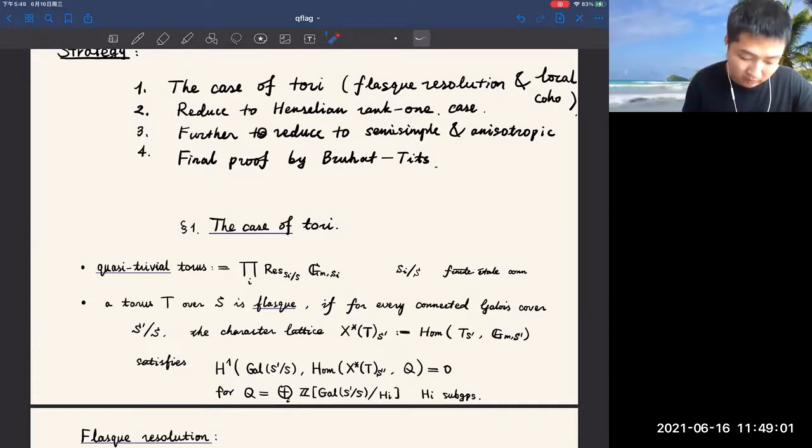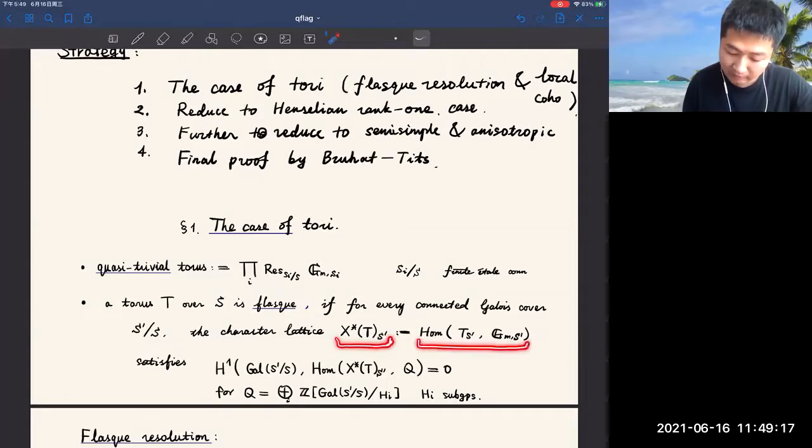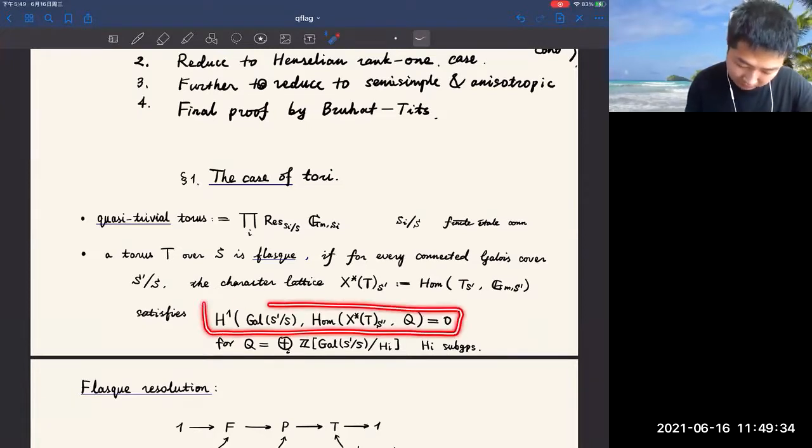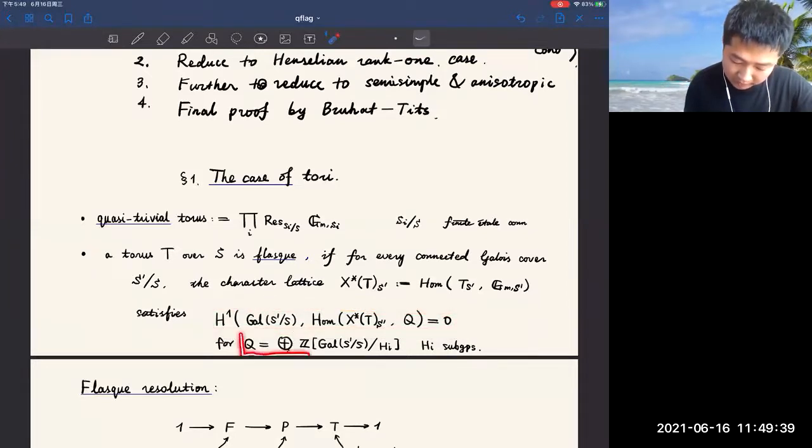And a flasque torus satisfies the following condition. For every connected Galois cover S' over S, we consider the relative character lattice, defined by the homomorphisms of the base change to the multiplicative group. So the flasque torus is one whose character lattice must satisfy this vanishing condition. So this is a cohomological vanishing condition for each Q of this form.